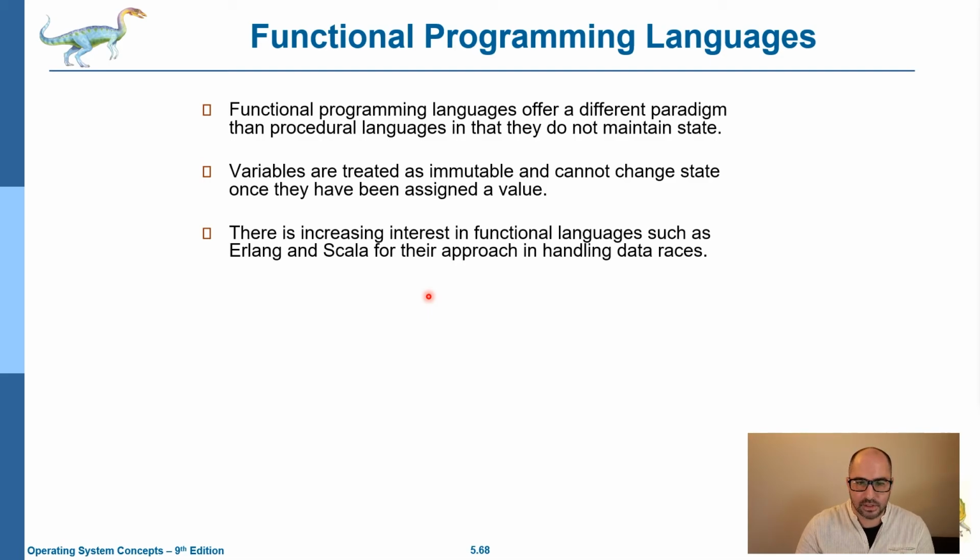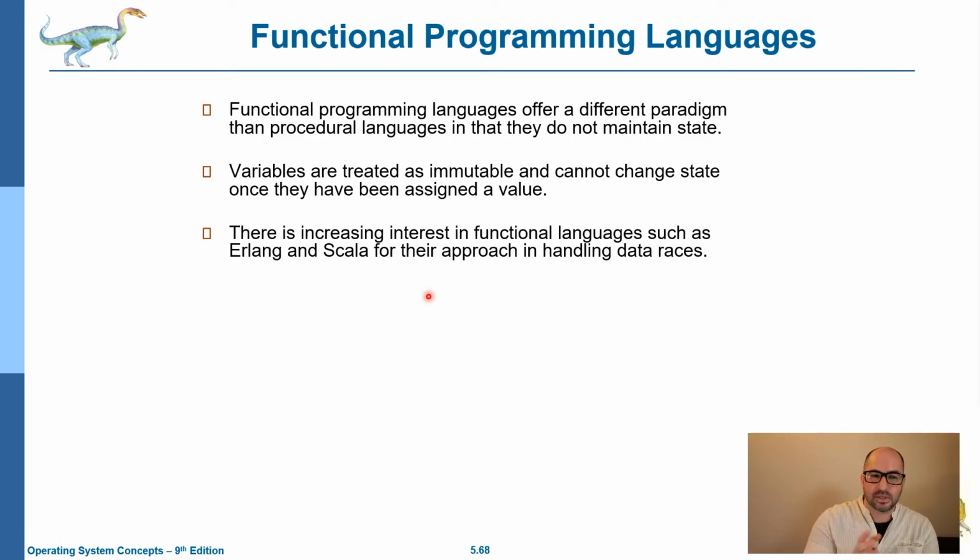Functional programming languages didn't set out to solve this problem, but they do so sort of as a product of their design. So the paradigm of a procedural language versus a functional language is that a functional programming language doesn't maintain any state. And that's the exact opposite of an object-oriented programming language, where you would influence the state of the object.